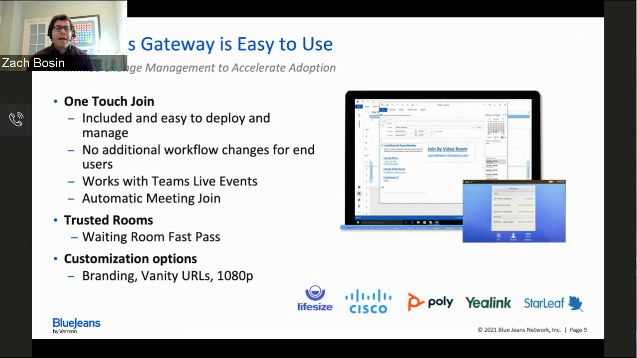Now, finally, customization options. We've got a host of different customization options to ensure that your endpoint experience is on corporate brand. So we've got branding, the inclusion of different logos and iconography, vanity URLs, and other customization options like bringing your meeting quality up to 1080p as one example. So lots of different features that we've got within the BlueJeans Gateway for Microsoft Teams. We work with all different types of endpoints across SIP and H.323 type units. Over on the right side of the screen, you can just see some of the different workflows, whether it's joining by a video room through the Outlook message or using a Cisco touch panel to easily join a Teams meeting.